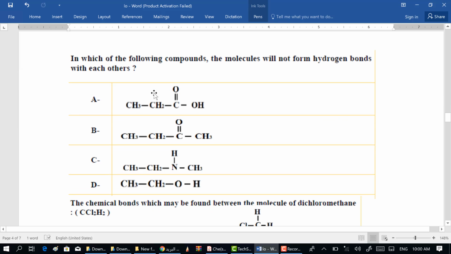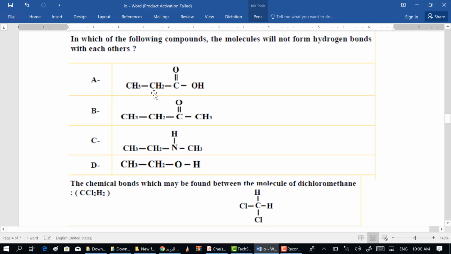For learning outcome 13, in which of the following compounds are the molecules not forming a hydrogen bond with each other? Hydrogen bond is formed when we find nitrogen, oxygen, or fluorine. In this case, we'll find the oxygen. We'll find the nitrogen, but in this case we'll find the carbon. So the compound that can't form a hydrogen bond, since it has a lower electronegativity, will be choice B.